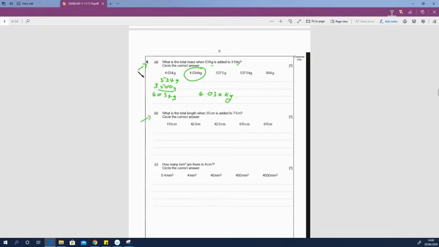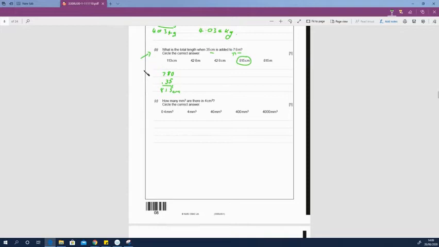Part B, what is the total length when 35 centimetres is added to 7.8 metres? So we've got centimetres and metres. Now, if you remember, there are 100 centimetres in 1 metre. So let's change 7.8 metres into centimetres, which means multiplying it by 100. 7.8 multiplied by 100 is 780. Add the 35 to that 780 and we get 815 centimetres. And there it is there in our list.